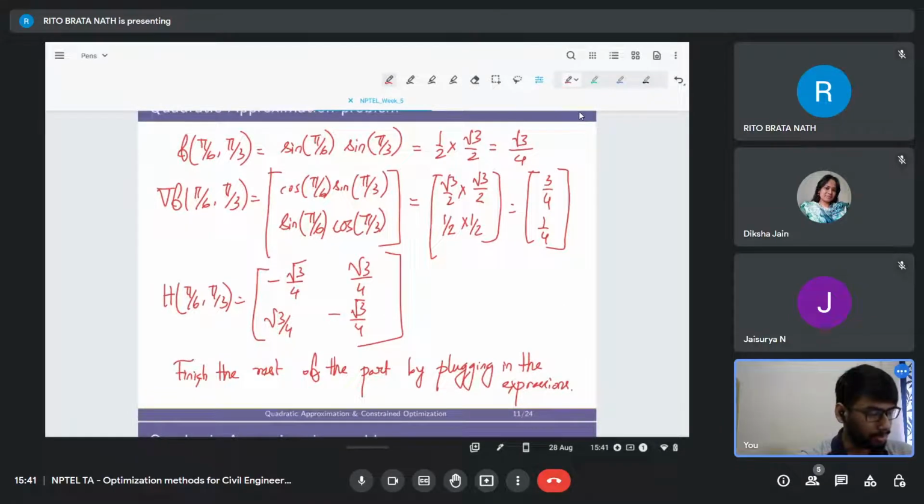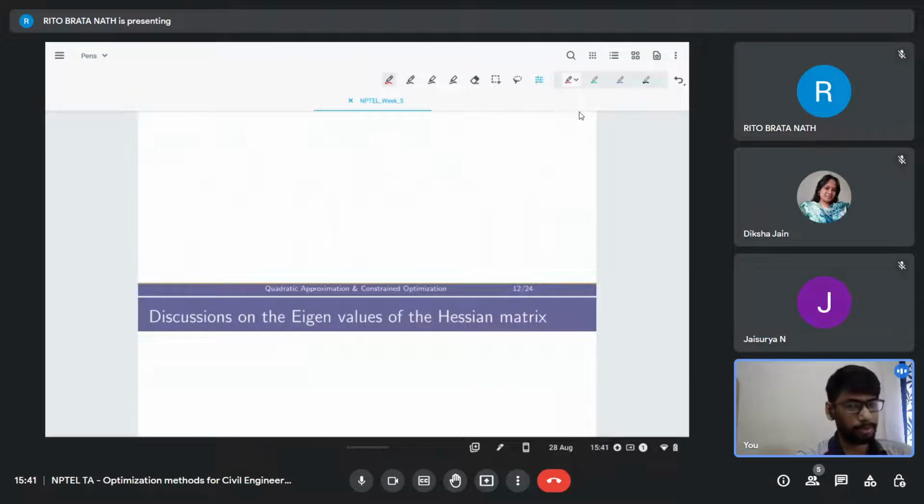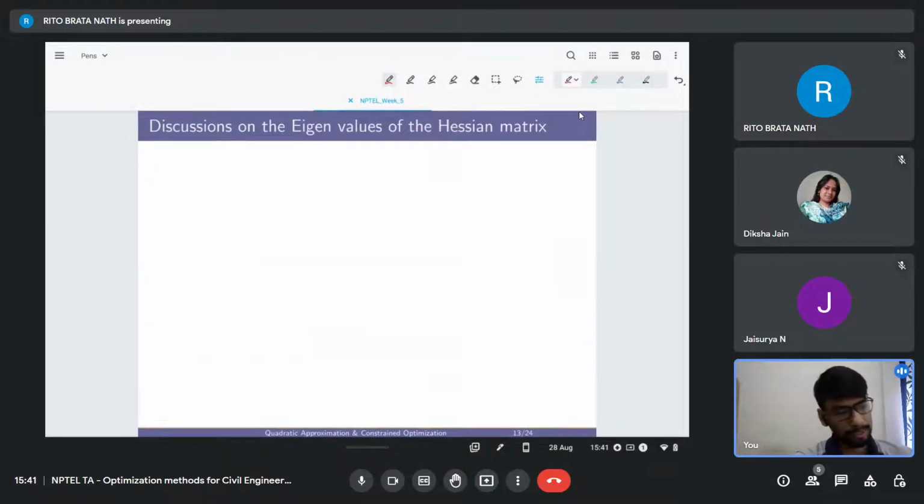I'll then move forward. One more thing I wanted to discuss in this topic: you might be asked some questions related to the signs of the eigenvalues and whether you are getting a minima or a maxima. Suppose you are given some function f of x, where x is a multivariable vector. You can calculate the Hessian matrix of that, h of x, and then calculate all the eigenvalues, or there are tricks to know the signs of the eigenvalues.